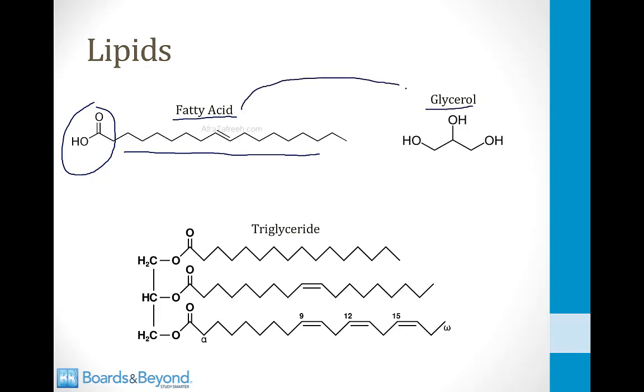And if you link three fatty acids to a molecule of glycerol, you will get a structure called a triglyceride. And this is what most of the fats in our diet look like. Most of the fats we consume are triglycerides. They're made up of a glycerol molecule here attached to three different fatty acids.